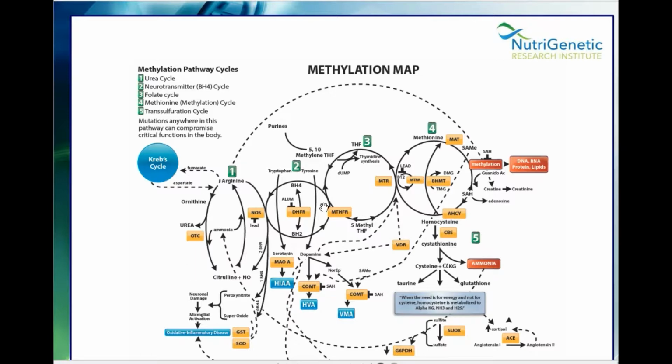So we have our urea cycle, we have number 1, and we have on the far left, next to that, number 2 here is our neurotransmitter biopterin cycle. Number 3 here is the folate cycle. Number 4, the methionine cycle. Number 5 down over here on the left here is our transsulfuration or detox cycle.